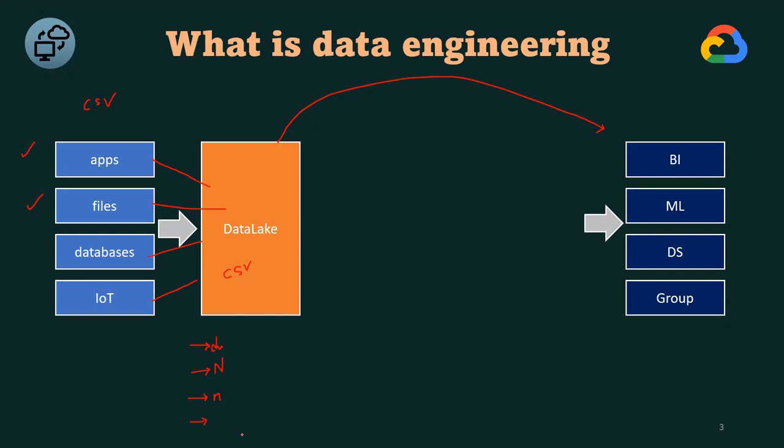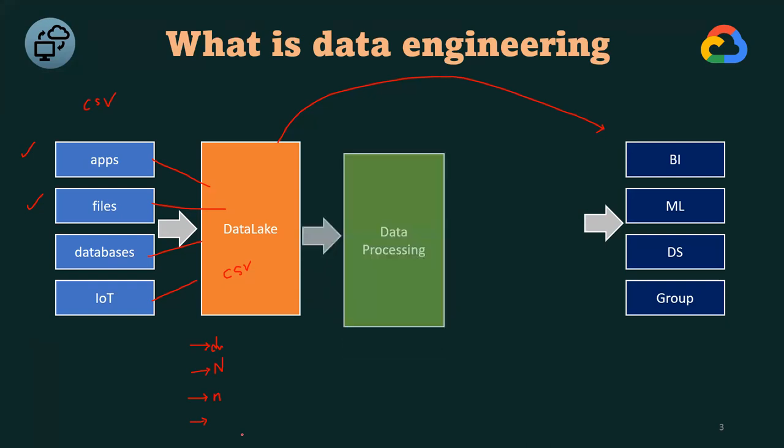We need to properly clean the data. So that is what we call data processing. Once we get the data from the data sources, we are going to store it in the data lake for data storage purposes, and then we are going to process the data.